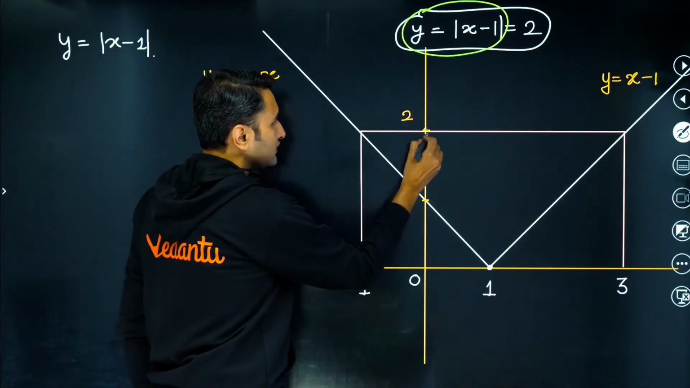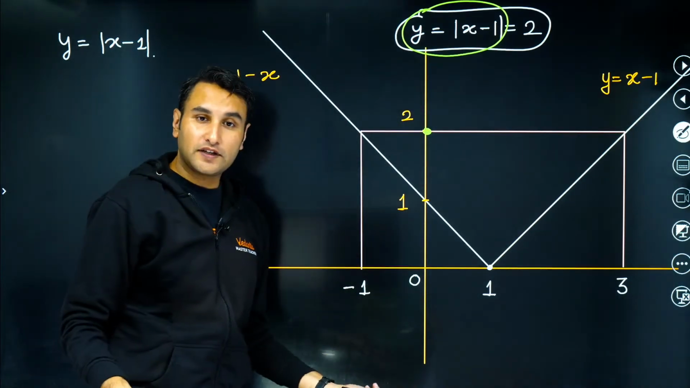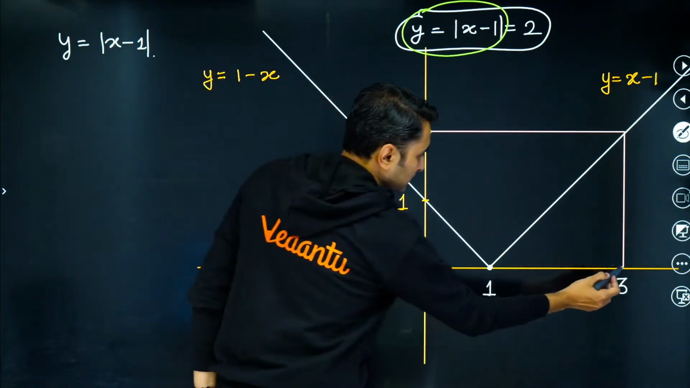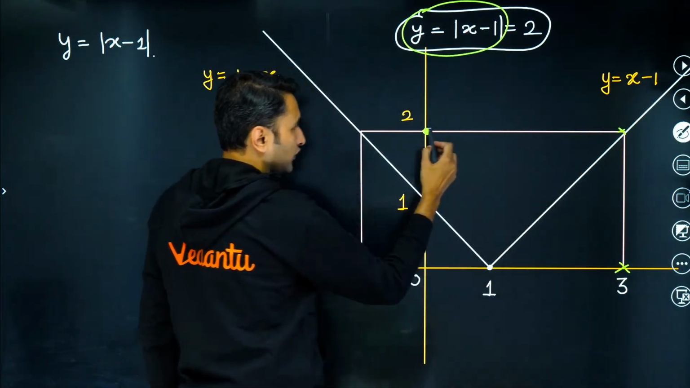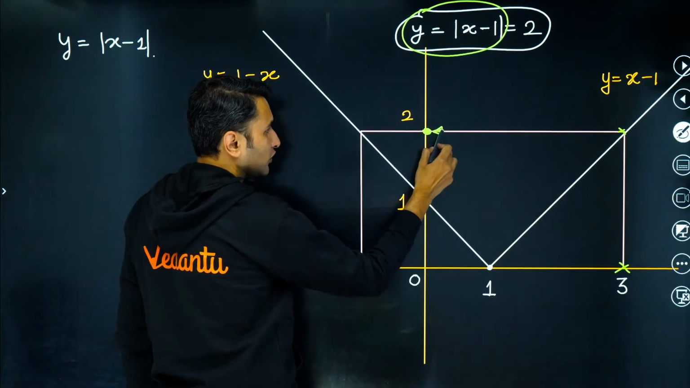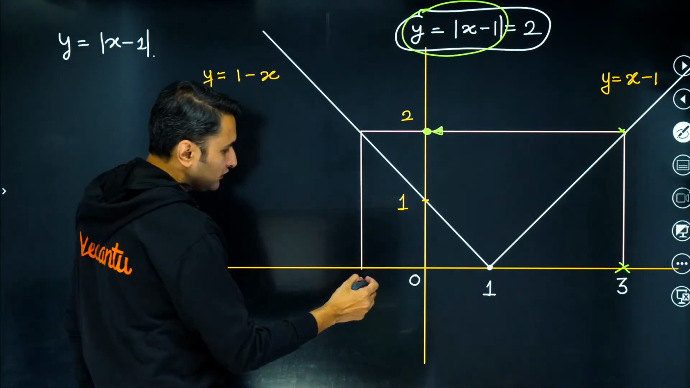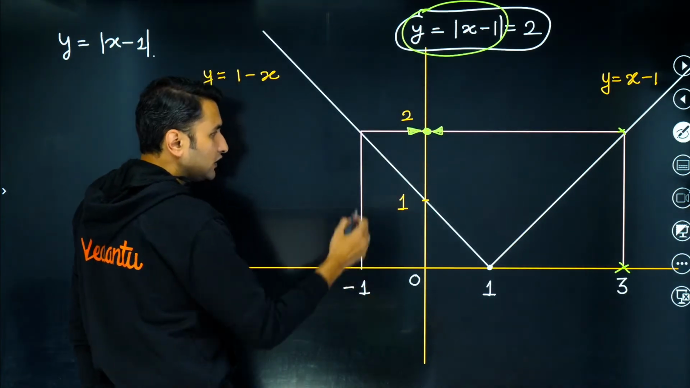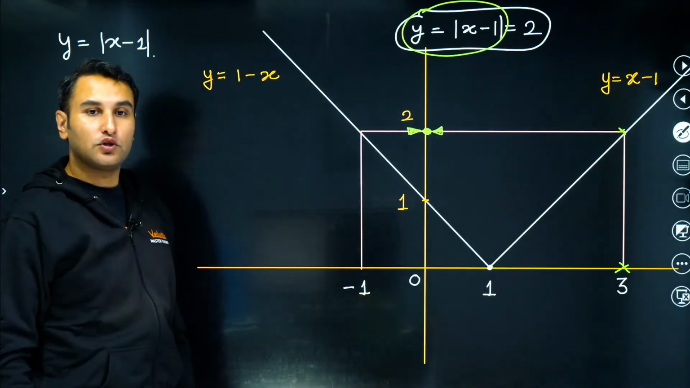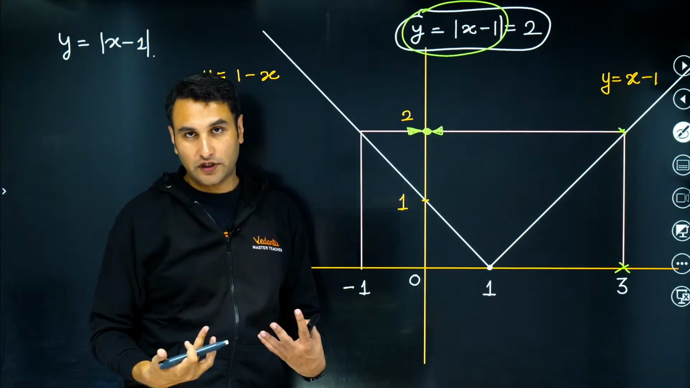So when y is equal to 2, what are the values of x? Do you see? When x is 3, the corresponding value of y comes out to be 2. And on the other side, when x is minus 1, the value of y comes out to be 2 from the graph. But let's try to understand it deeply through the graph.